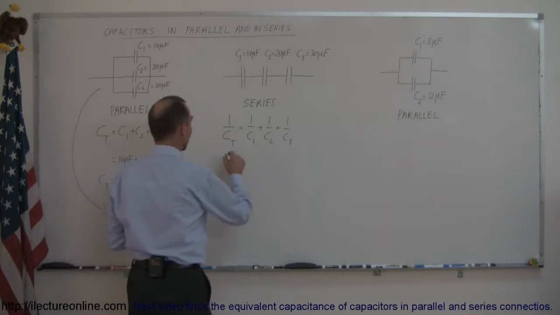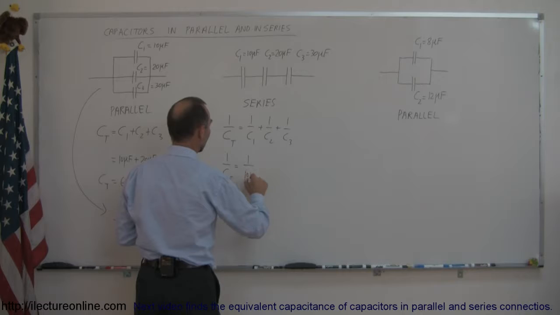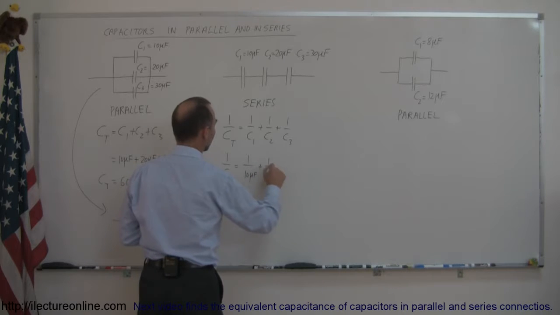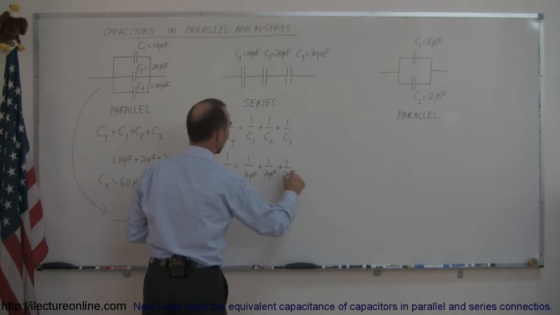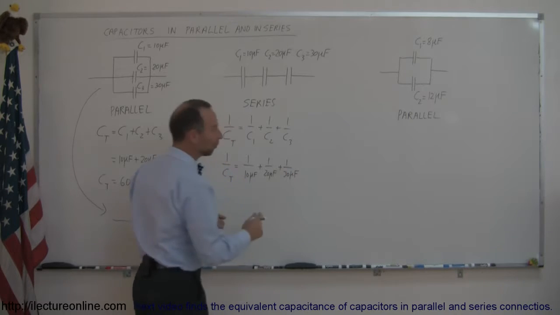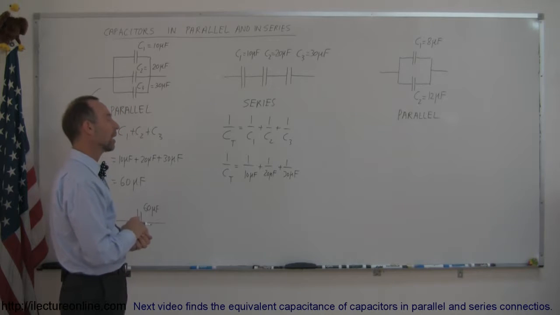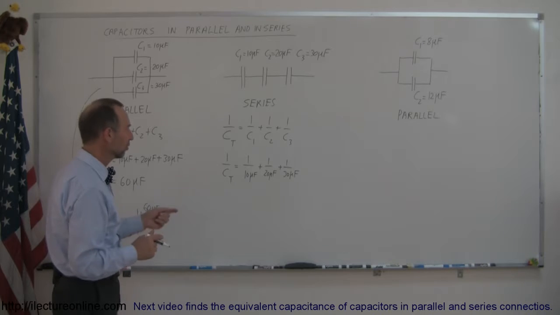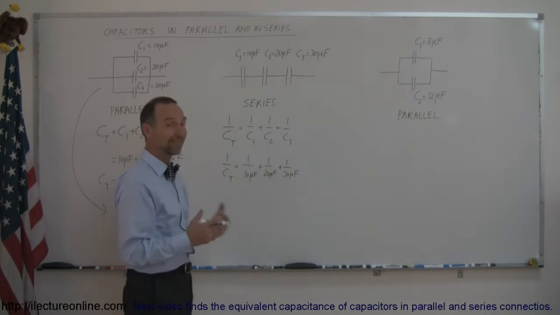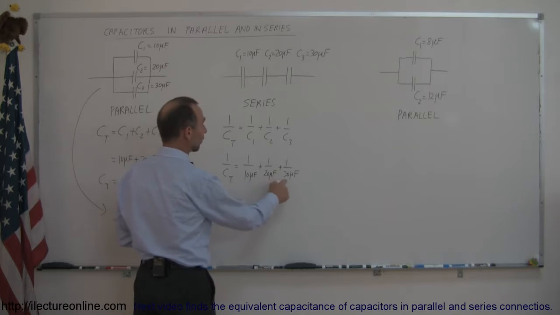So let's try that. 1 over C total is equal to 1 over 10 microfarads plus 1 over 20 microfarads plus 1 over 30 microfarads. And of course, at this point, you can grab your calculator and work this out. But when you think about it, you can actually do that pretty well in your head. You can say that the common denominator would be 60 microfarads. So I'm going to multiply this by 6, this one by 3, and this one by 2.